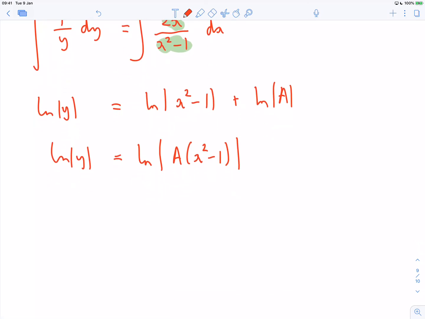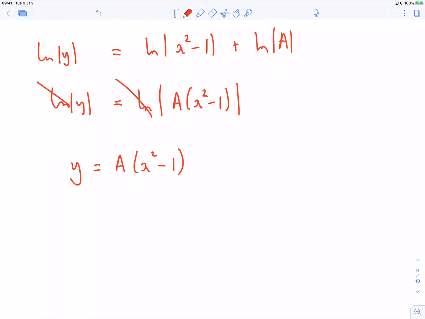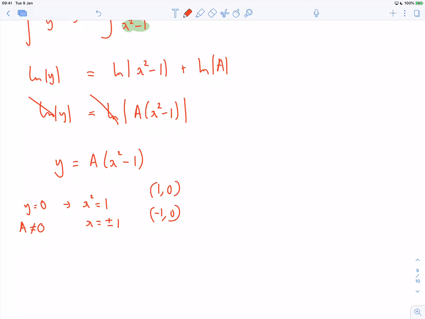And now that I've just got a log equal to a log, I can cancel these things, so now y equals some arbitrary constant a times x squared minus 1. And clearly, when y equals 0, and we're going to assume that a doesn't equal 0, otherwise it's trivial, it's just the x-axis, then that means x squared equals 1, which means x equals plus or minus 1. So I know for a fact that this curve always goes through (1, 0) and (-1, 0). And I also know, if I was to expand this, that this is going to be a U-shaped parabola that crosses the y-axis at minus a, and it goes through (1, 0) and (-1, 0).